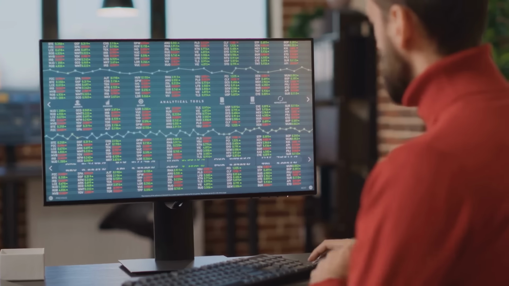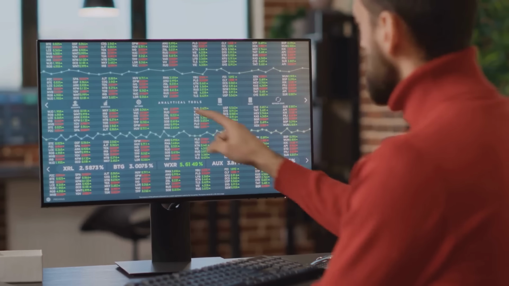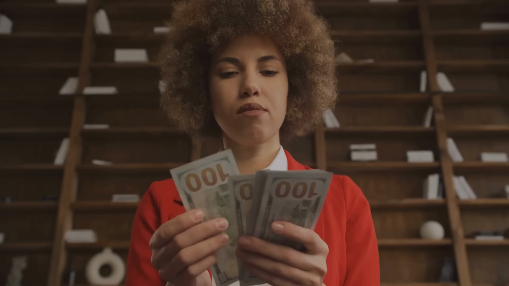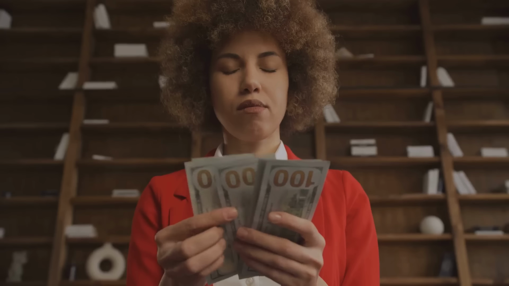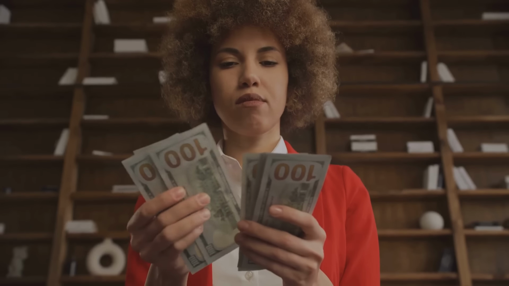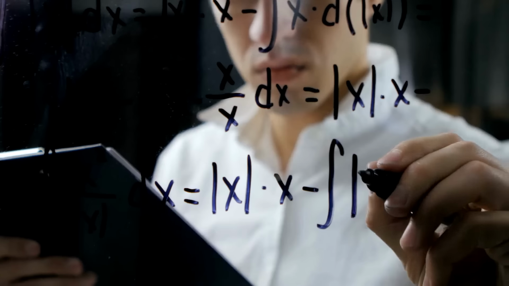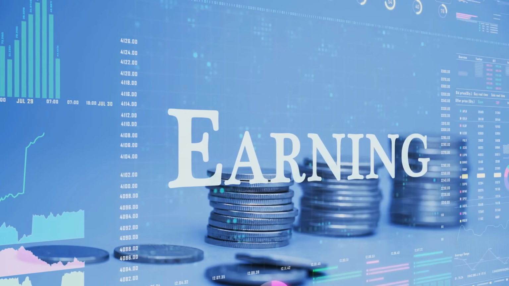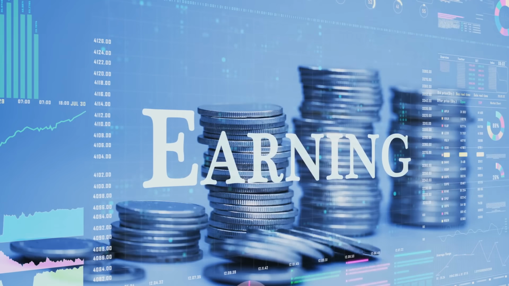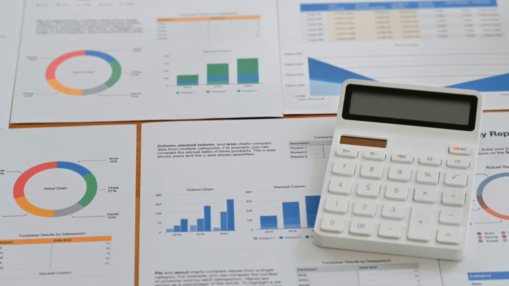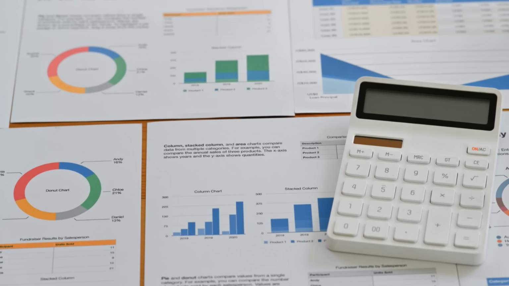Finally, my favorite ratio, free cash flow margin. This measures how much real spendable cash a company generates from its revenue. Formula: free cash flow divided by revenue. A 10% margin means the company keeps $10 in cash for every $100 in sales after all expenses and investments.